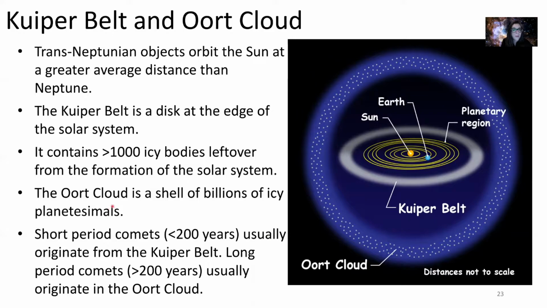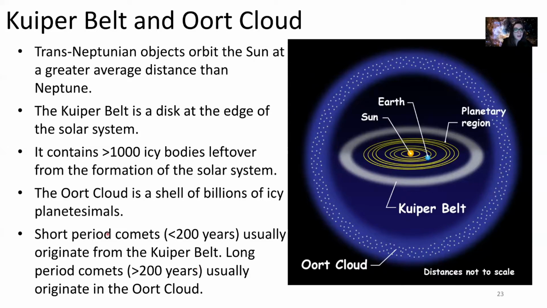And beyond the Kuiper Belt, which is, again, this kind of disc-shaped region at the edge of our solar system, is the Oort Cloud, which is this shell surrounding our entire solar system of billions of icy planetesimals. If you remember way back from the beginning of the semester, we saw the Oort Cloud when we were doing our order of magnitude view of our universe.